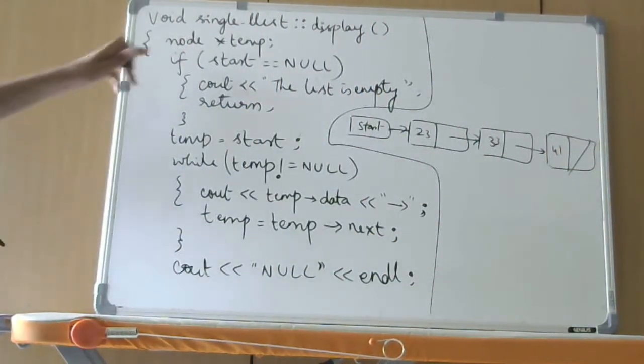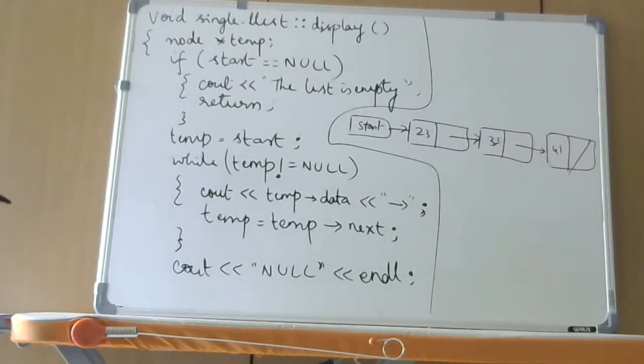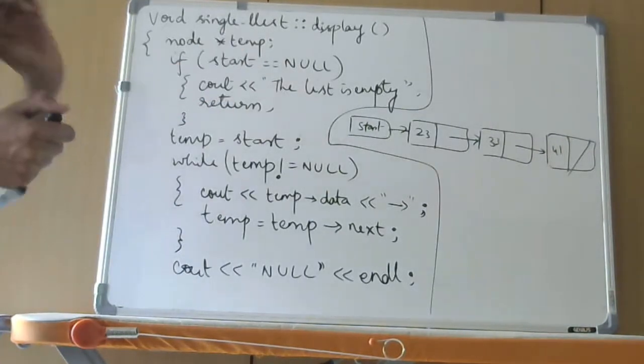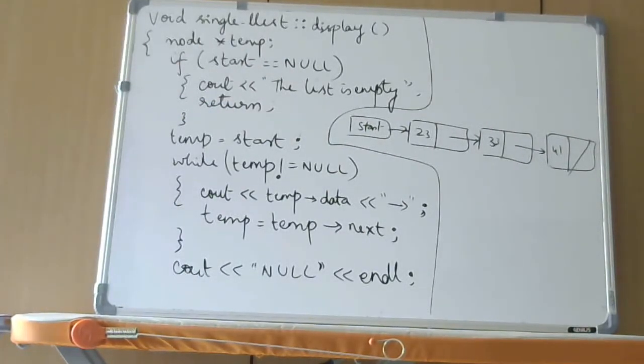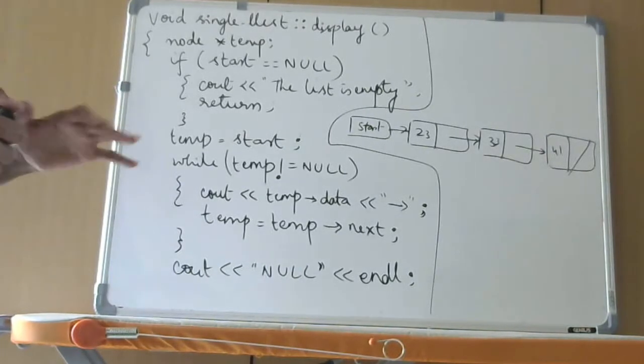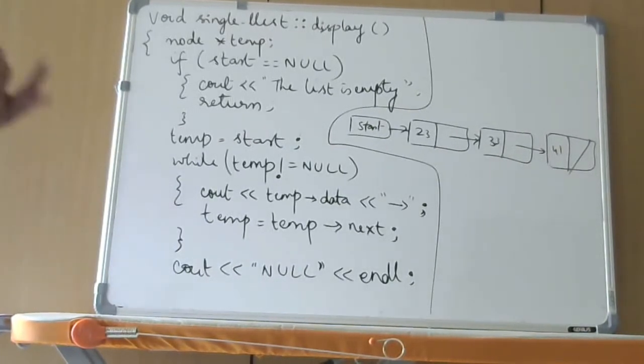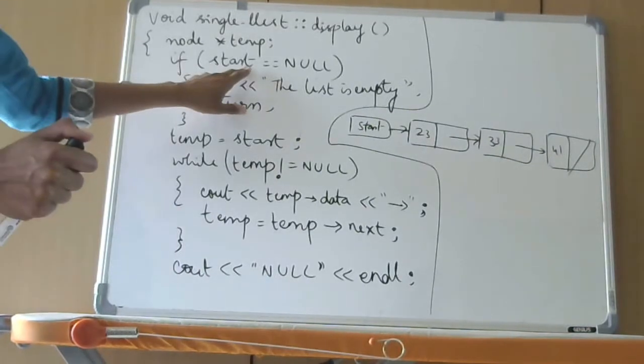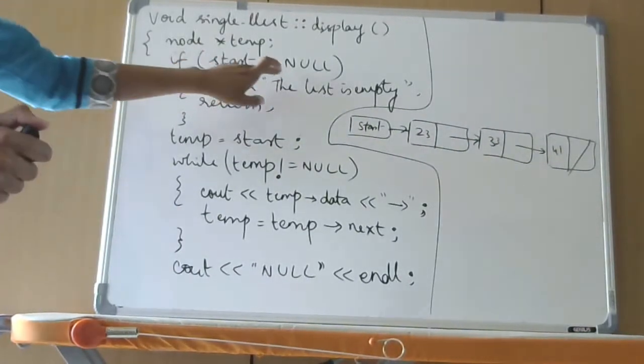Okay. So I am taking a pointer variable temp, that's all. We are not creating any new node because we don't want to insert anything. What you have to check first before you display is whether the list is empty or not. If the list is empty, then we obviously cannot display anything on it. So how do you check for an empty list? Start is equal to null.